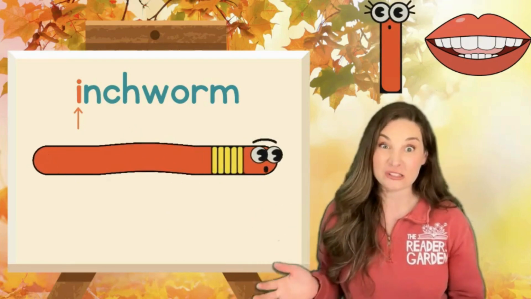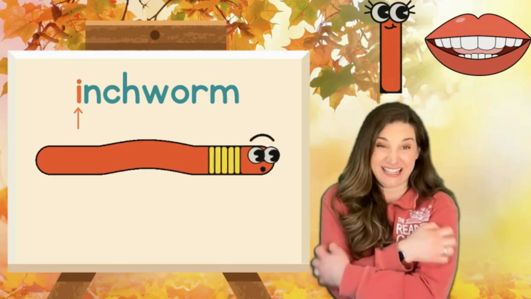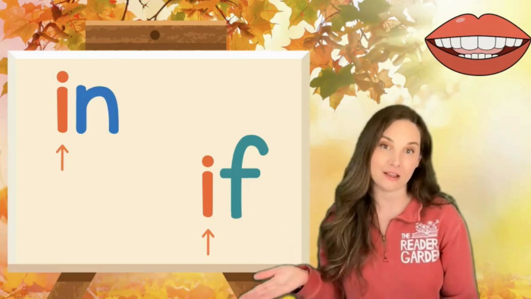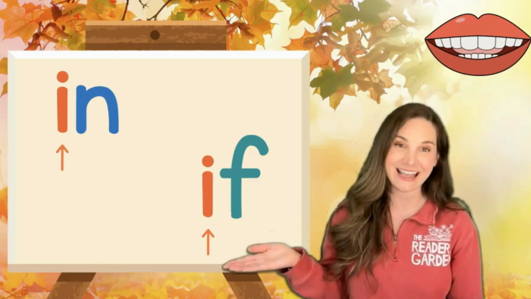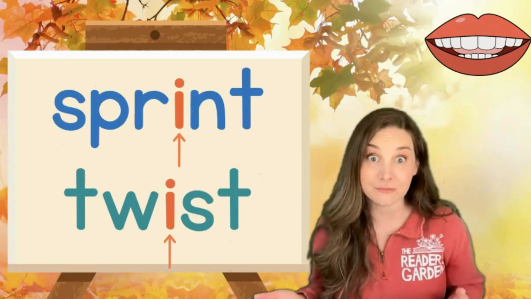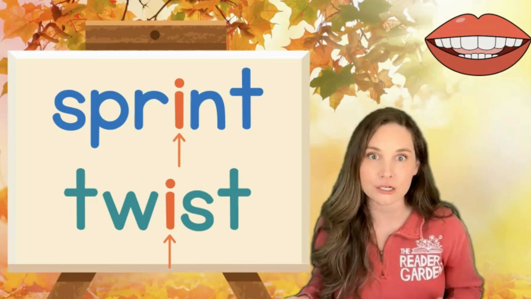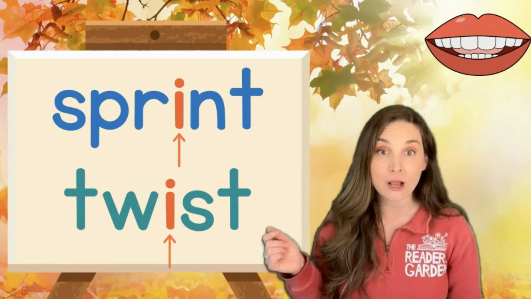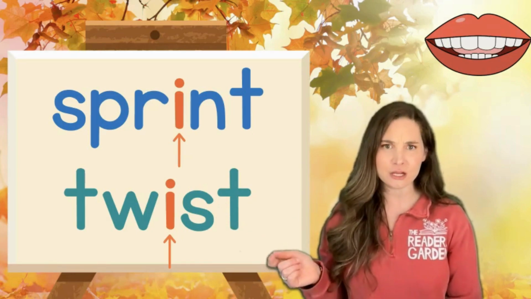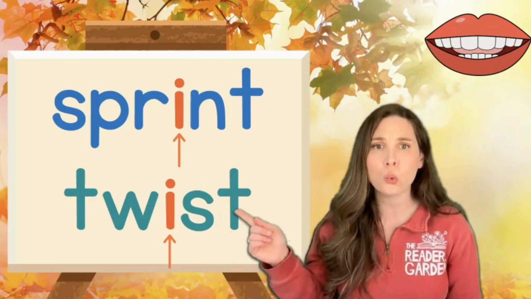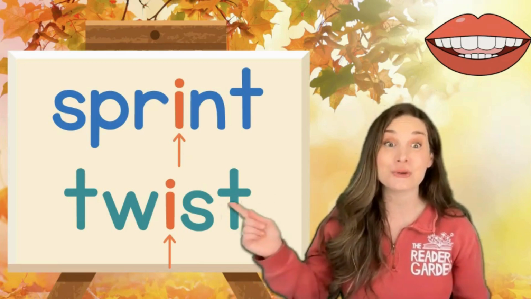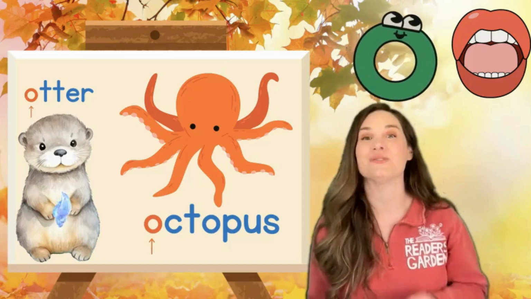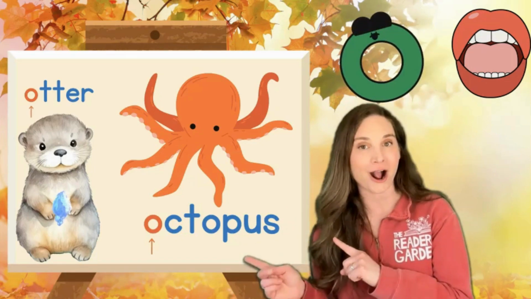We can hear that short I sound in the beginning of the word inchworm. We also hear it in the beginning of the word itch. Sometimes the short I comes in the beginning of words, like the word in and the word if. And sometimes we see the short I in the middle of words, like that blue word at the top, sprint, or the teal word at the bottom, twist. Let's sound out twist together. T-w-i-s-t, twist.